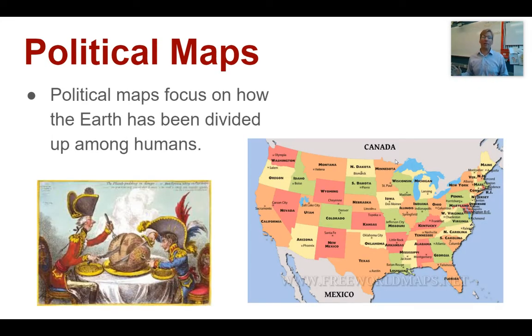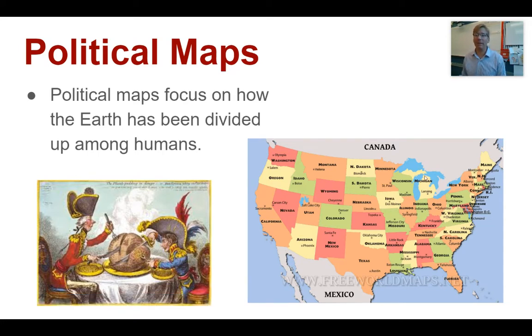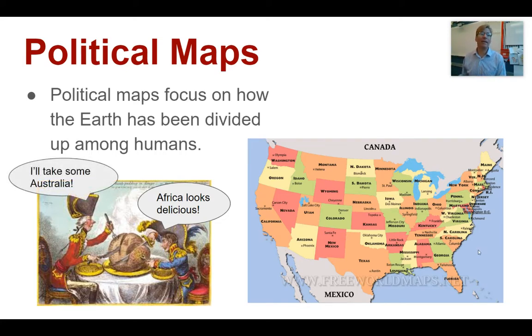Now, political maps then focus on how the world has been divided by people, how we have carved up that land and turned it into places called Iowa and places called Michigan and places called Georgia. It's how we divide up the land. And land throughout the world has been divided up into these different states, frequently by, when we look around the world, colonizing powers from Europe had a big say in what most of the world boundaries now look like.